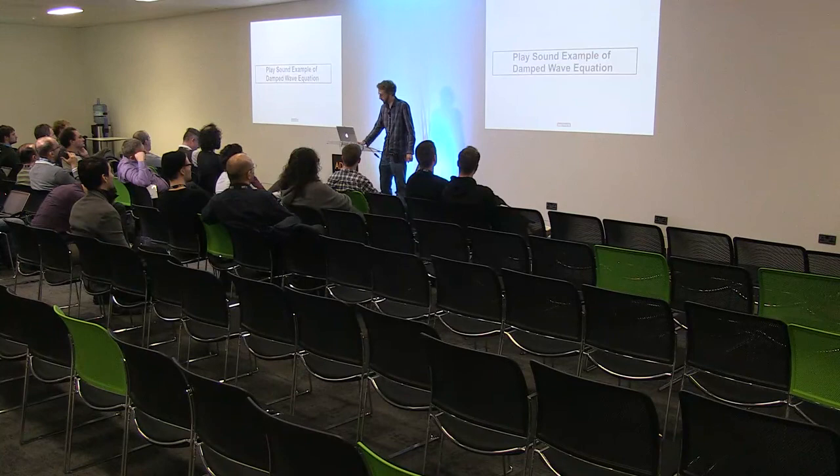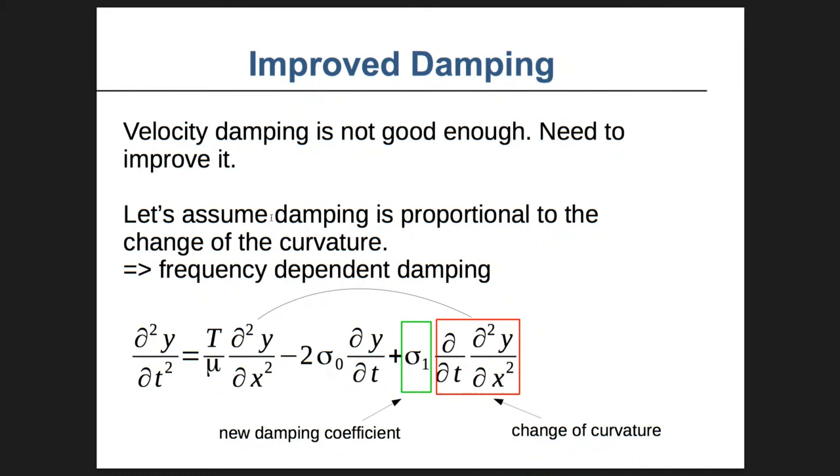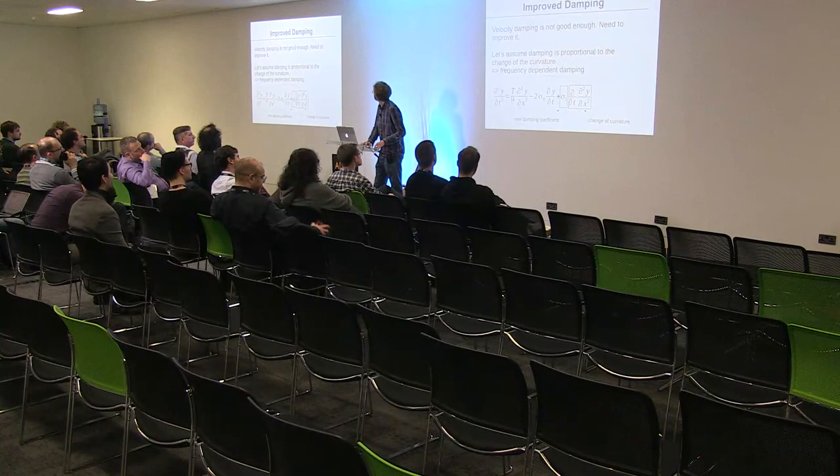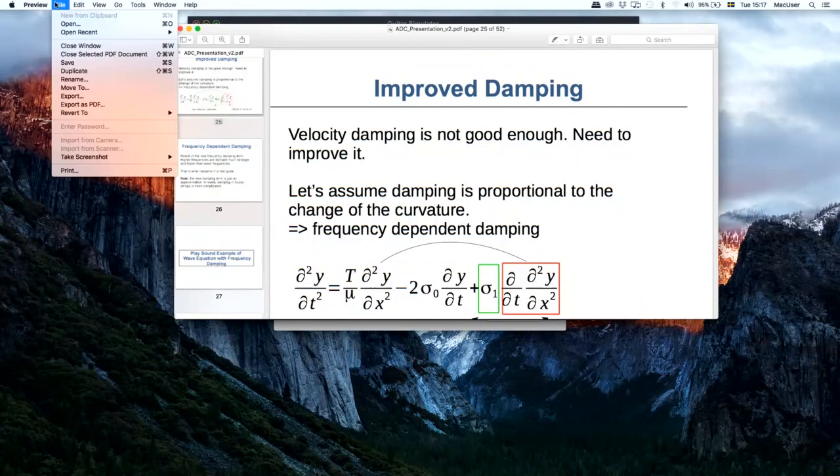The problem is that damping in real guitars is not as easy as I just said. In real guitars, damping is frequency dependent. My previous model was only giving linear damping, with all frequencies damped the same amount. But we can improve on this model by supposing that the damping is actually the change of the curvature. I mean, why not? And if we do that, the damping becomes frequency dependent. That is actually quite important because it changes the sound a lot. So let's listen to the frequency dependent model.